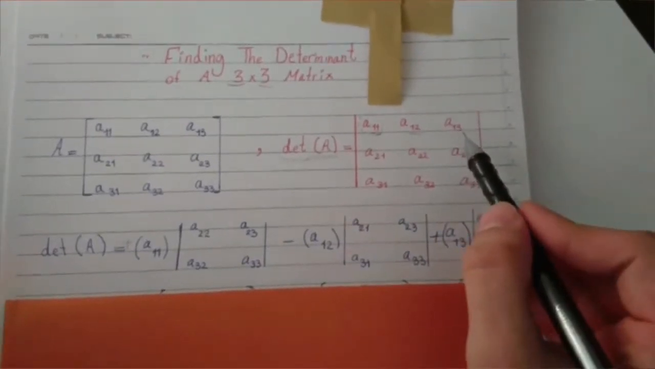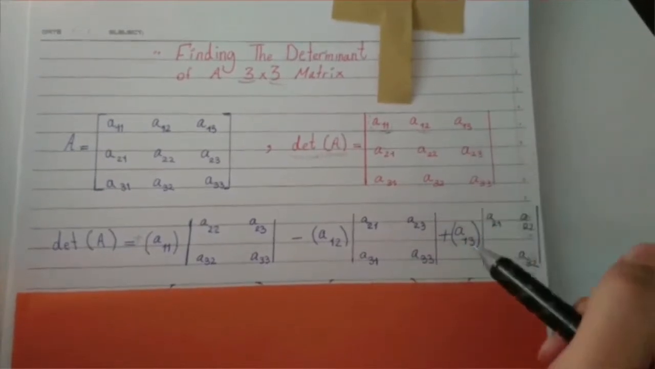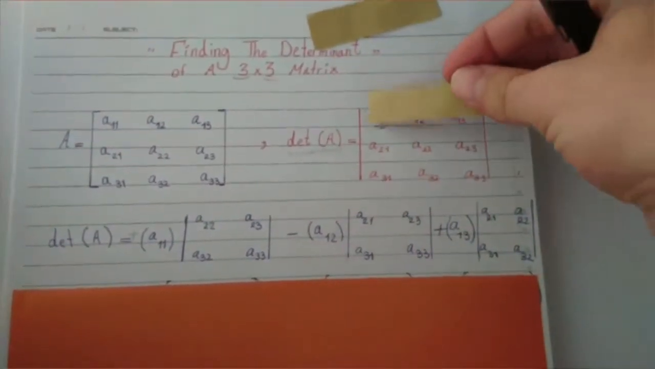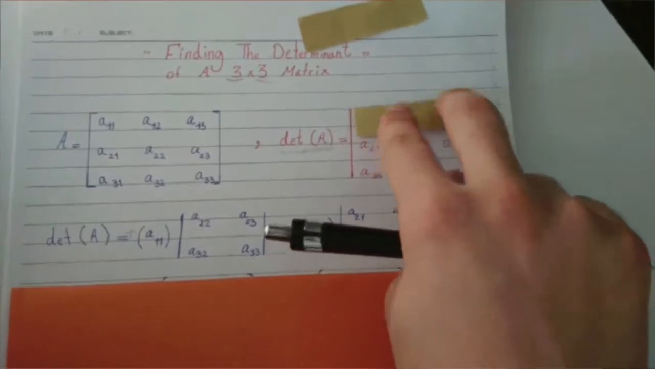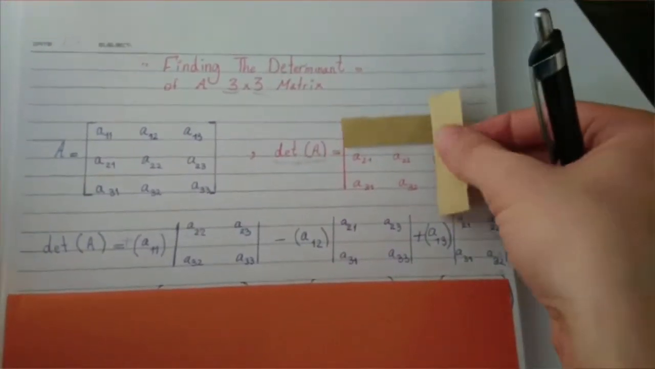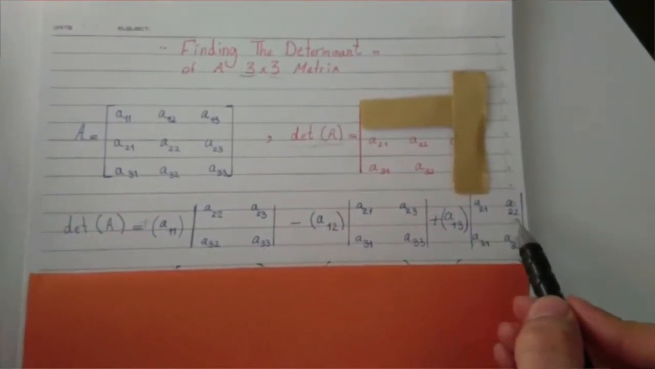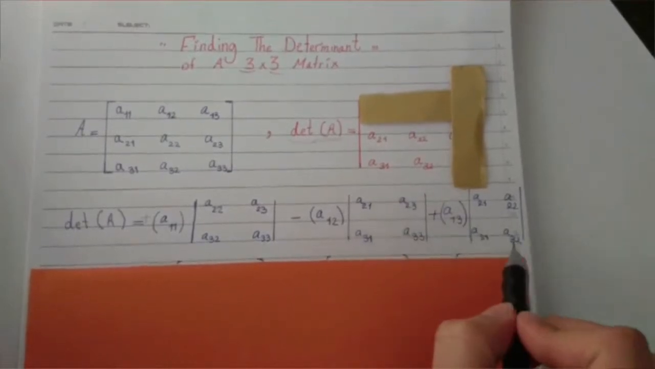And we take the entry A sub 1 3 and multiply it by the matrix we are left with after ignoring the first row and third column, which is A21, A22, A31, and A32.